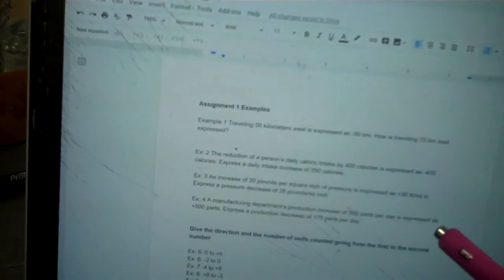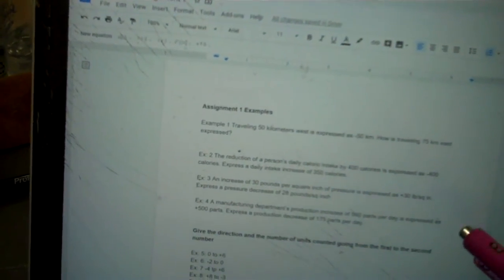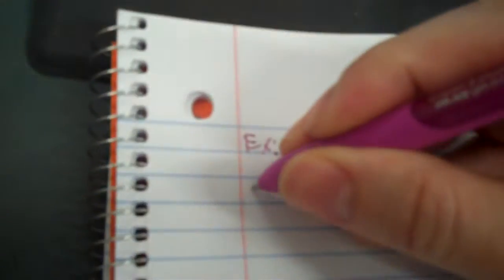Okay, first stuff is kind of babyish. It says traveling 50 kilometers west is expressed as negative 50. How is traveling 75 kilometers east expressed? Well, example 1, if west is negative, then east would be positive. So again, you'll get this document opened up while you watch the video, okay, like this.